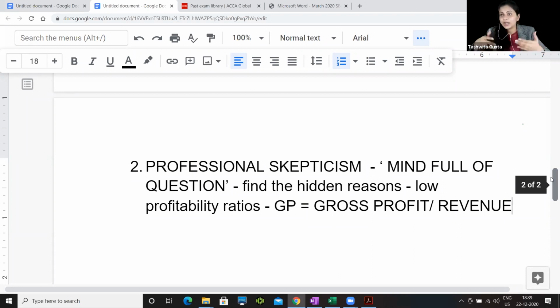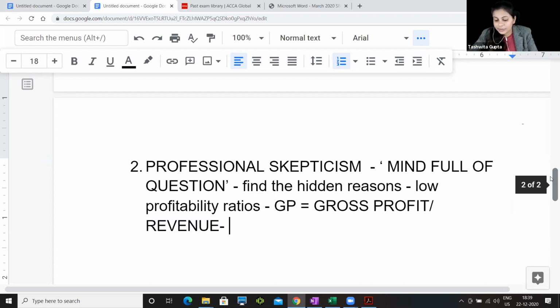If I tell you my current ratio was depleting, you will say it's because my current liabilities increased. No, that's a very kindergarten answer. Here you will have to show your skepticism. You will go into the depth. You will find the hidden points.